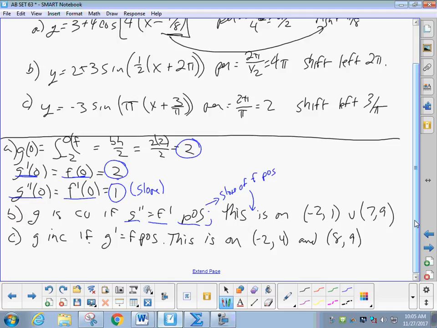C. Where is G increasing? Again, connected to F. G is increasing if G prime, which is equal to F, is positive. That doesn't really require an inference. That's just looking at the graph. The graph is positive on those intervals. Again, open or closed intervals are fine. Okay.